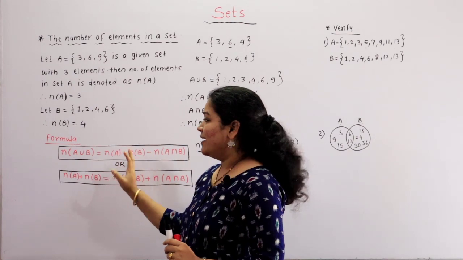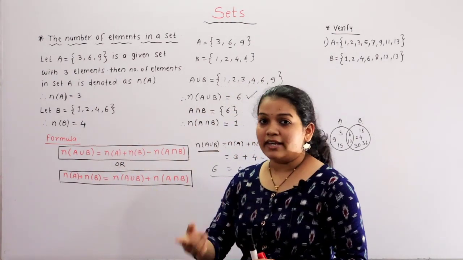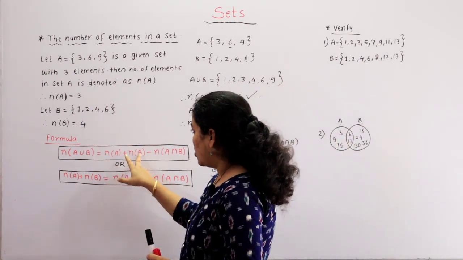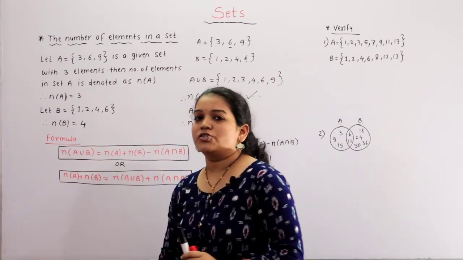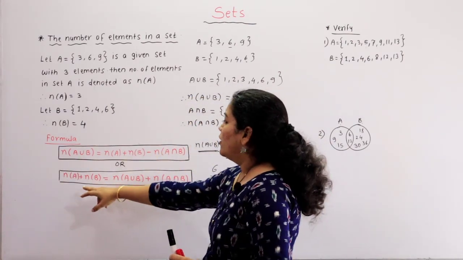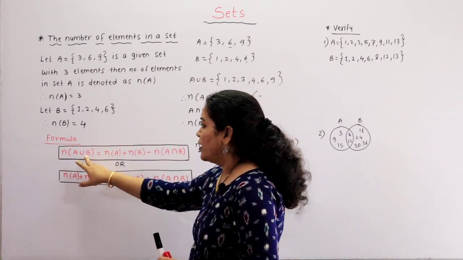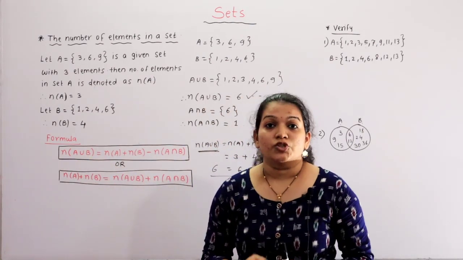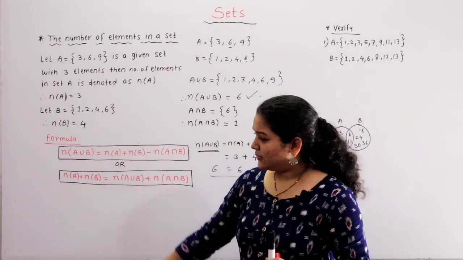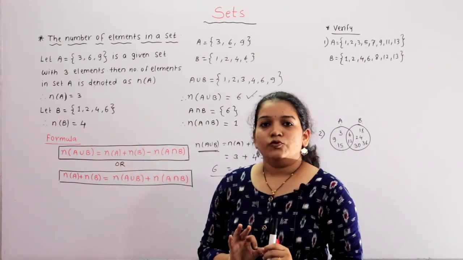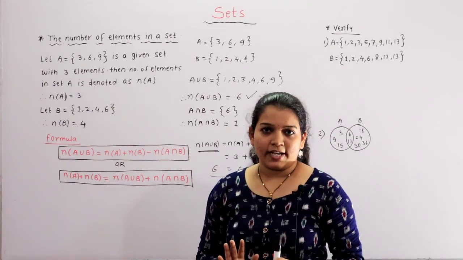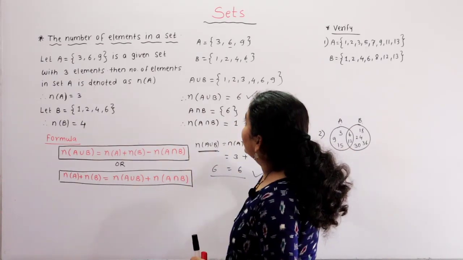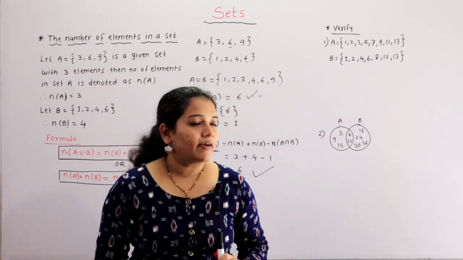So by rearranging this formula, what will I get? n of a plus n of b is equal to, this minus goes to the other side and becomes plus. So simply, n of a plus n of b is equal to n of a union b plus n of a intersection b. Okay, are you getting me, class? These two formulas are nothing but the same, just rearranged and written. Did you understand? So we will take one example to verify it.